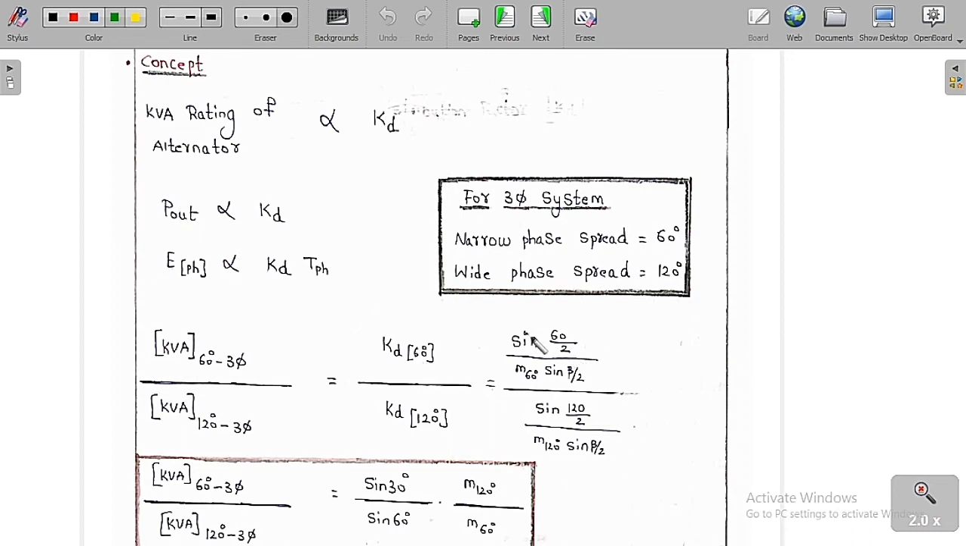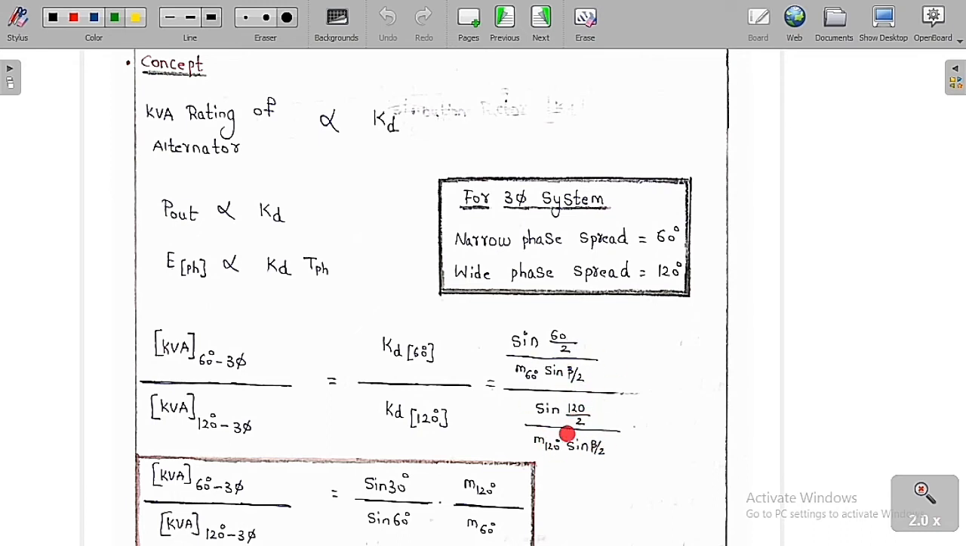I have already told this formula. Now here m beta means it's a phase spread. So m beta means here it is 60 degree, so go for 60 here. And similarly, this is the m for the 60 degree phase spread, and this is sine of beta by 2. Then this is for Kd, same formula. Just replace m beta by 120 and here m for 120, and remaining everything is same.